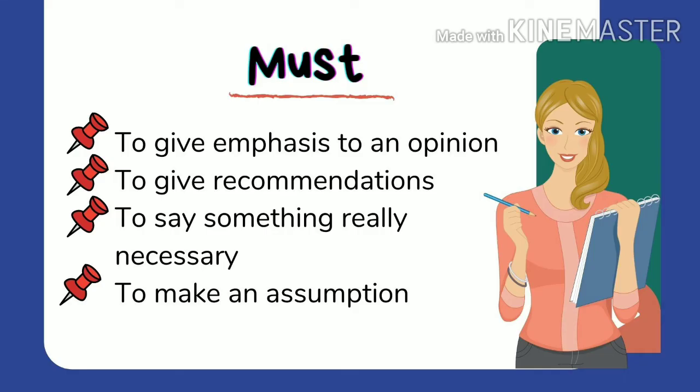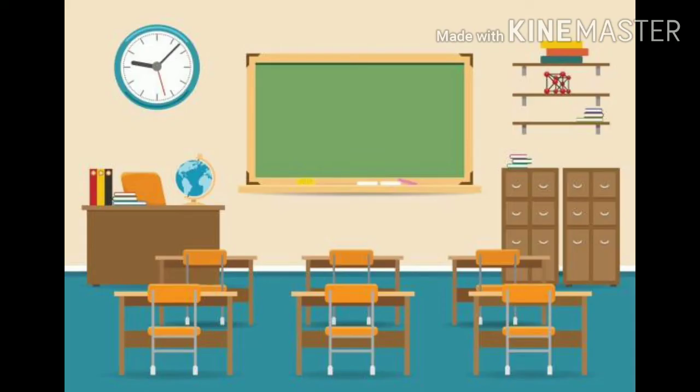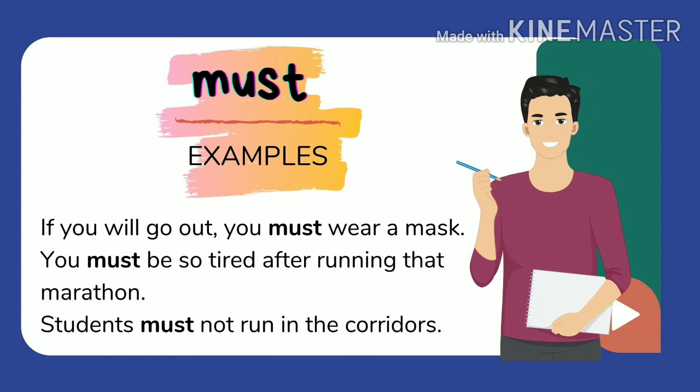Next, we have must. When we are going to use must, it is giving emphasis to an opinion. It gives recommendations. It is saying something that is really necessary, or we are just making an assumption. For example, if you will go out, you must wear a mask. Okay? We are using must because it is really necessary. At this time, it is necessary for us to wear a mask. Therefore, we are going to use must.